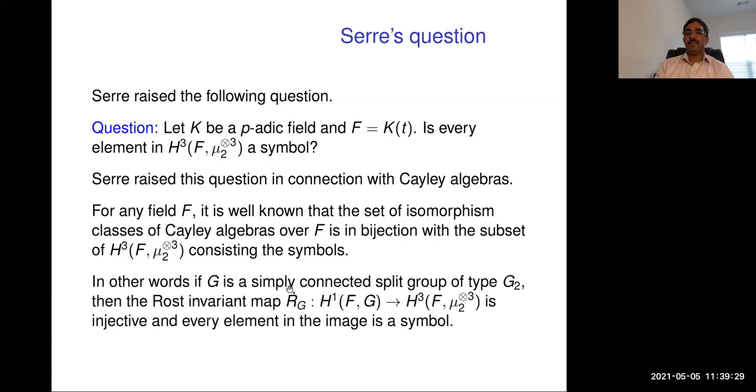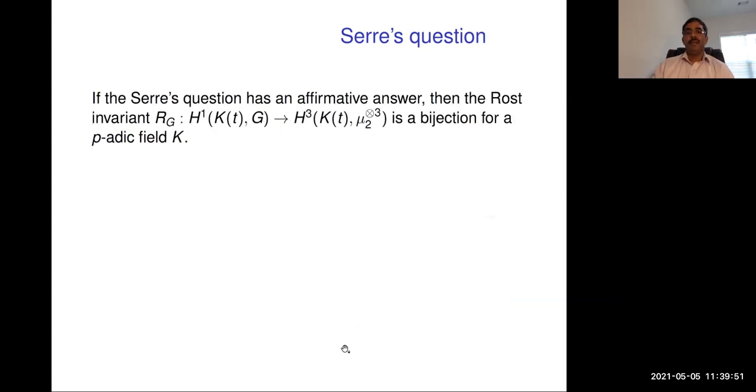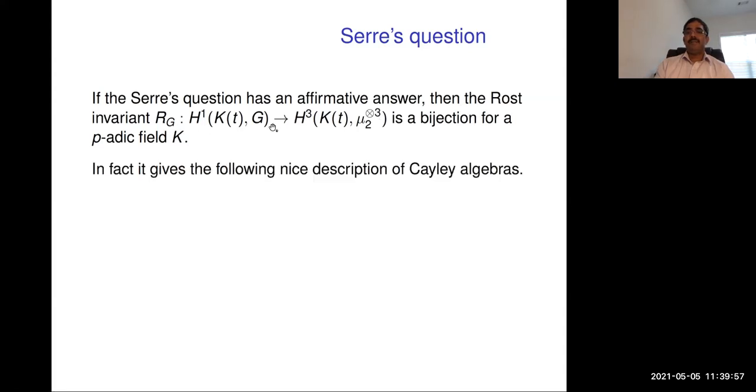In other words, if we take a simply connected split group of type G2, then the Rost invariant map is injective, every element in the image is a symbol, and every symbol is in the image. So there is a bijection between this H1(F, G) and the set of symbols in H3 of mu2, called H3 decomposable elements. So if the question has an affirmative answer, then the Rost invariant map is a bijection for a periodic field K, because every element in H3 of KT is a symbol. Therefore this is a bijection.